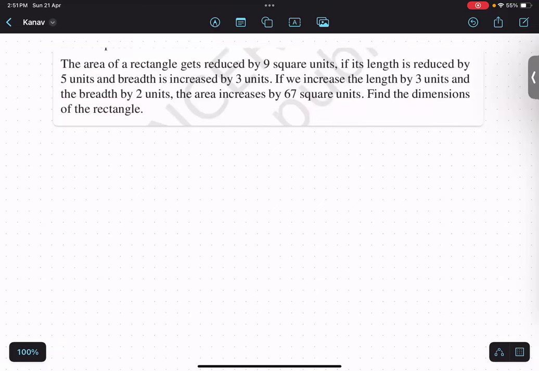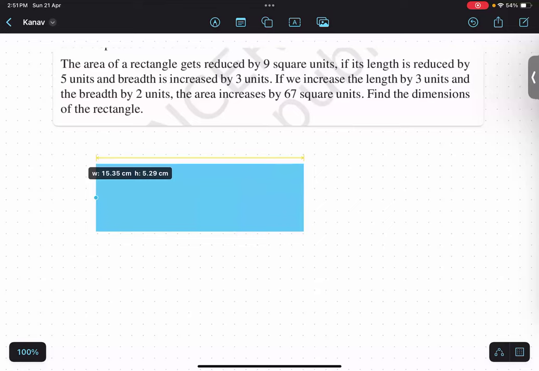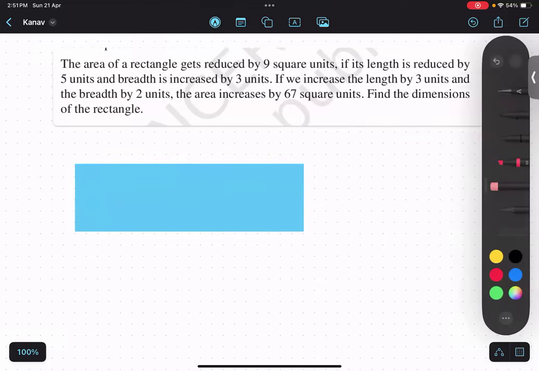So the area of a rectangle gets reduced by 9 square units if its length is reduced by 5 and breadth is increased by 3 units. So this is the first statement. What are they talking about? They're talking about a rectangle. Yes. Do we know the length and breadth of the rectangle? No.